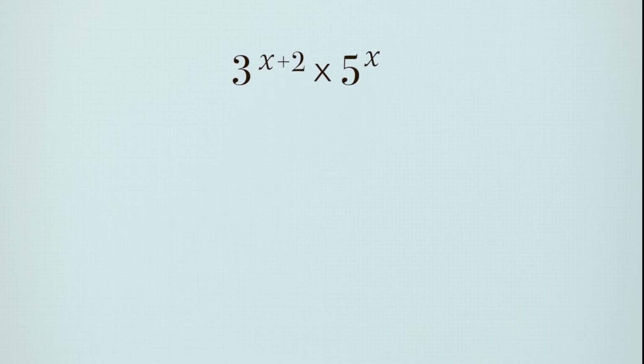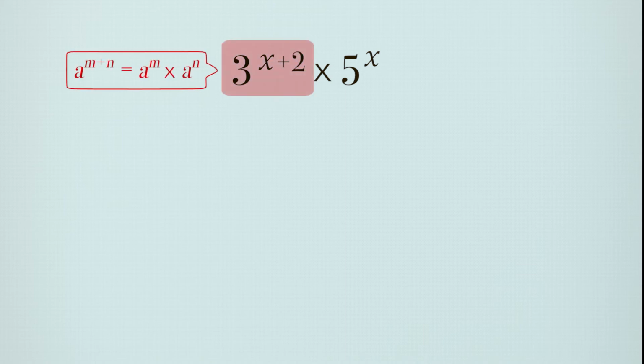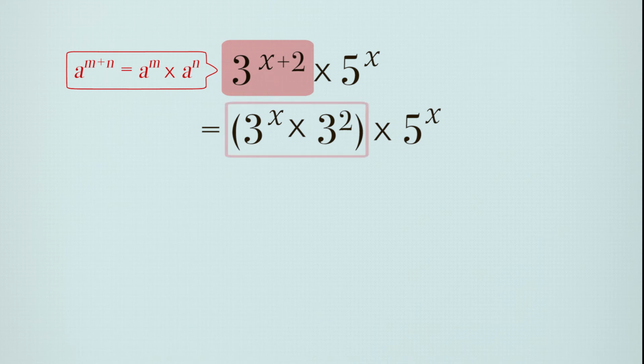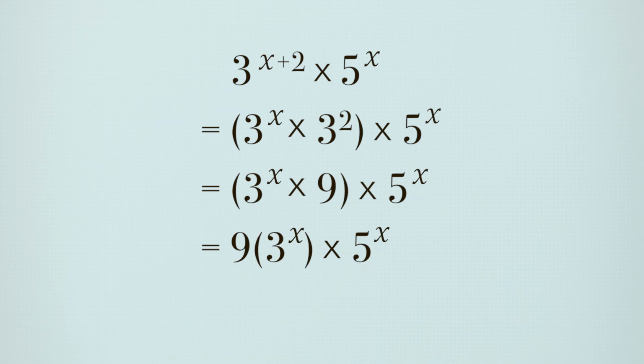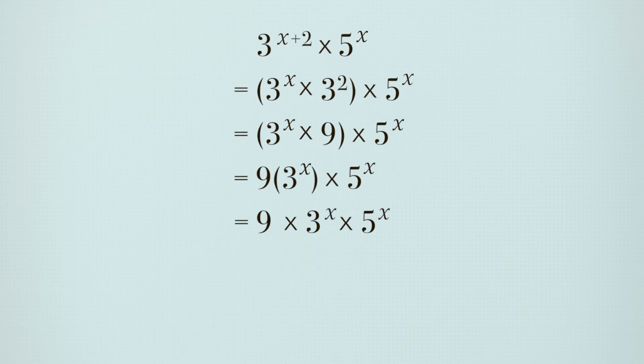Well, we can express 3 to the power of x plus 2 as a product of index forms. Using this law of indices, we get 3 to the power of x times 3 squared, and 3 squared is 9. By convention, we write the constants on the left-hand side. So 3 to the power of x plus 2 can be written as 9 times 3 to the power of x. Next, let's write the expression this way.